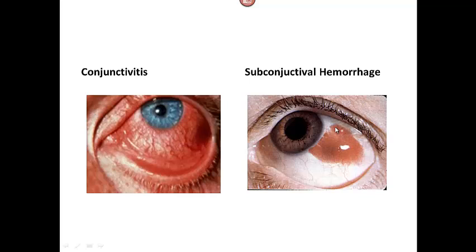Subconjunctival hemorrhage is a demarcated subconjunctival blood leak and does not cause pain. Most of the time it is perceived by the patient when they look in the mirror or because it's told by another person, but they never feel any sensation or any pain, no discharge whatsoever.